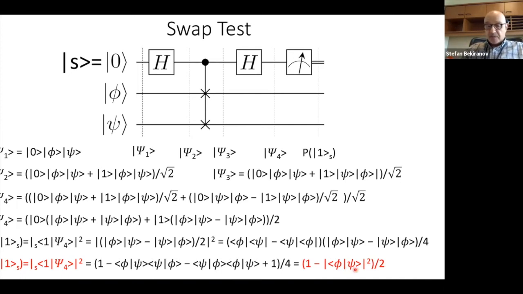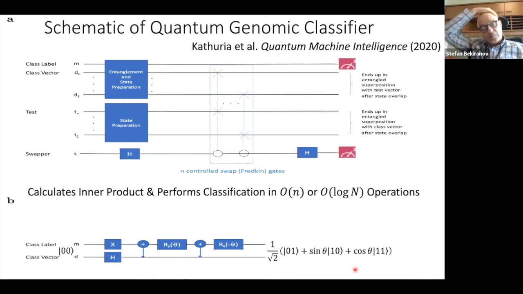Any questions? Okay, so now I can tell you the schematic of our quantum algorithm. We have a class qubit, we have the train qubits, D1 through Dn, and we have the test qubits, T1 through Tn, and we have the swapper. Now we don't just execute one swap, we execute n swaps.